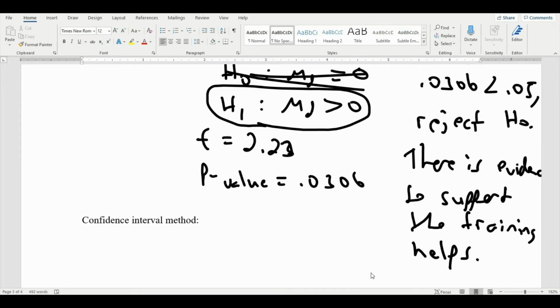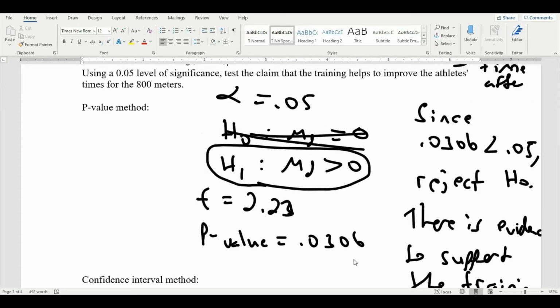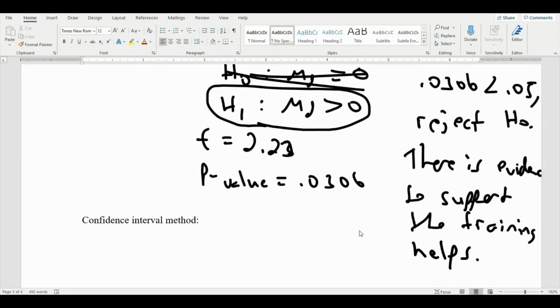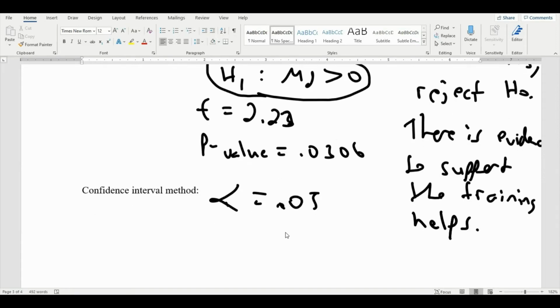Confidence interval method. So once again, we've got to look at that point. Alpha is 0.05. But this time, be really careful when you want to draw a picture. Be careful at the confidence level. So the greater than would be there. That would be 0.05. However, we're dealing with confidence intervals, so we're looking at two tails, which means you have to look at the 0.05 over there also.